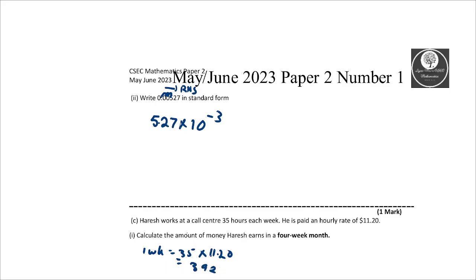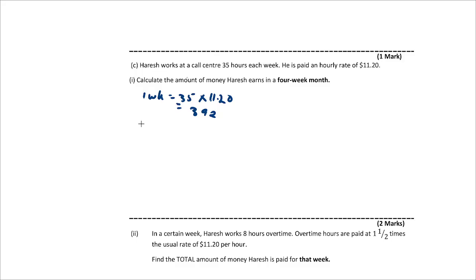Hold on. So we know for 4 weeks, which is a 4-week month, 4 weeks would be 392 multiplied by 4. 4 2s are 8, 9 4s are 36. 4 3s are 12, 12, 13, 14, 15.